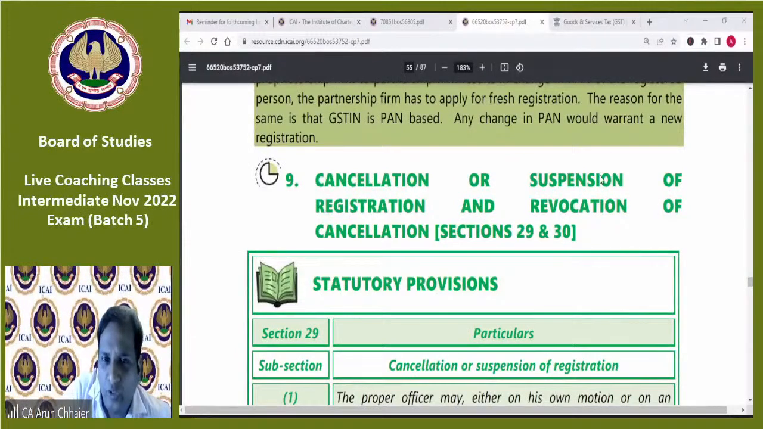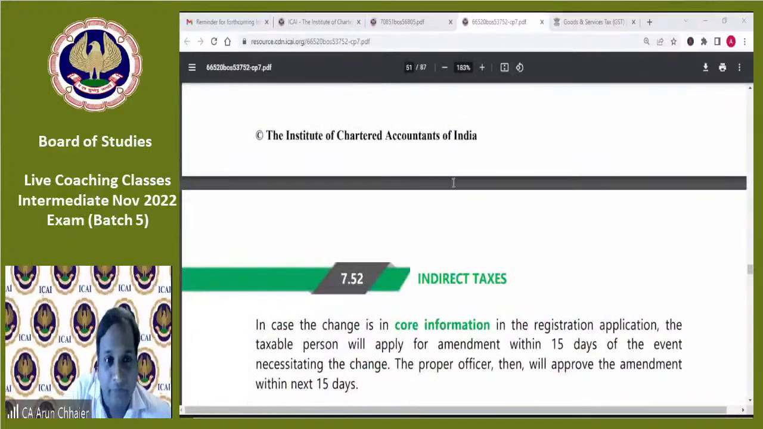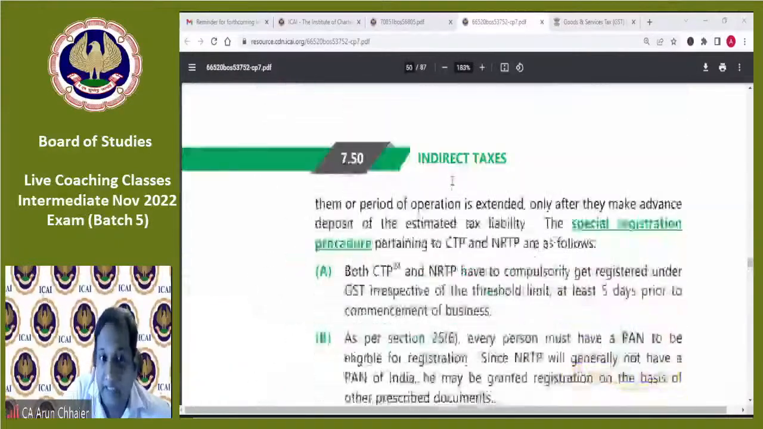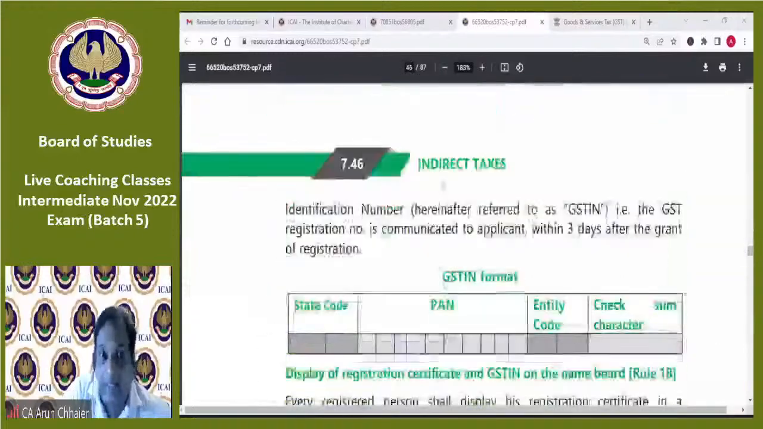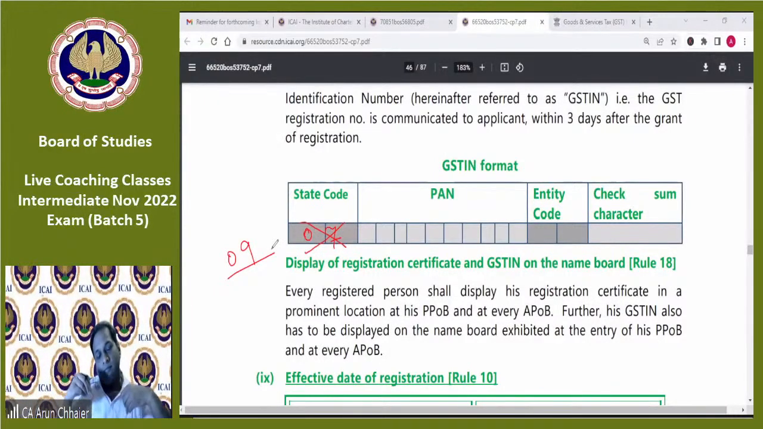What is the starting two digits of the GST number? Pooja, what is the starting two digits of the GST number? It represents the state code. Suppose I'm registered in Delhi, it will always be 07. If I am taking an additional place in Kanpur, then it will not be 07, it will be 09. So therefore, the state is changed, I have to make a new application. Section 26 is talking about only within the state. Is it clear, Pooja?